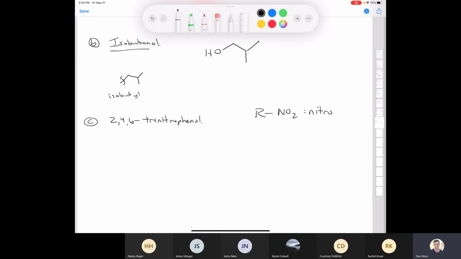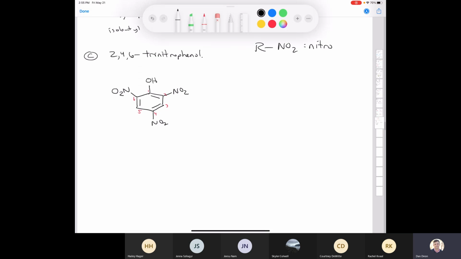So if we have a phenol as our parent, remember that the carbon that has the hydroxyl attached to it, that's carbon number 1. So if we number them 1, 2, 3, 4, 5, 6 like that, on the second one, we've got a nitro group. On the fourth one, we've got a nitro group. And on the sixth one, we've got a nitro group. So 2,4,6-trinitrophenol. The next one has a stereocenter in it.